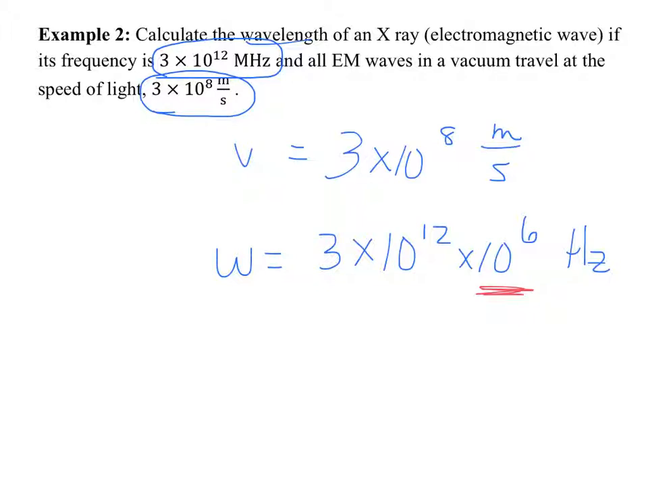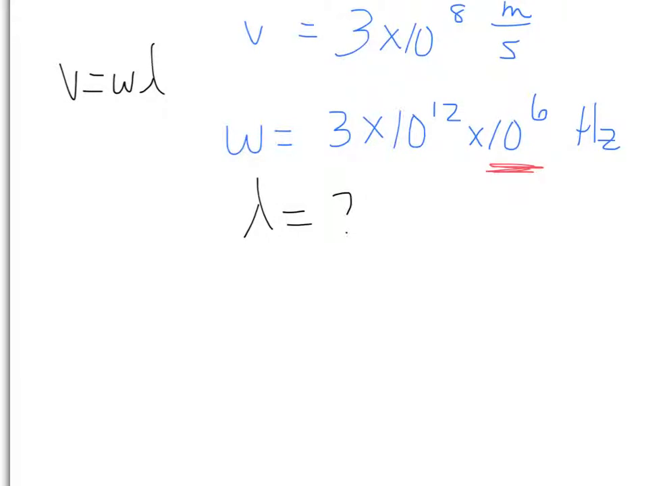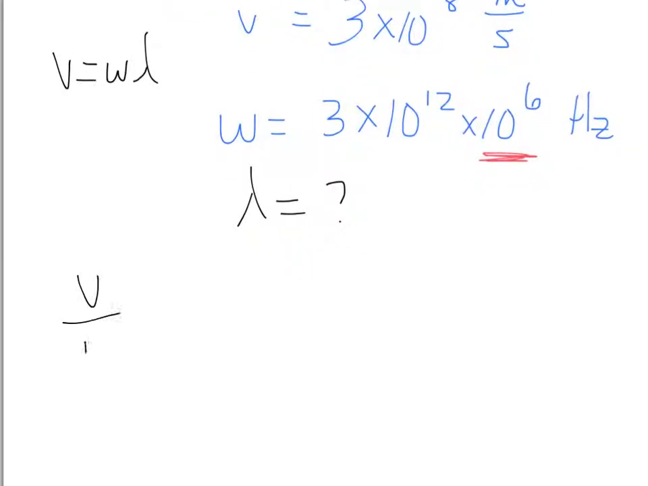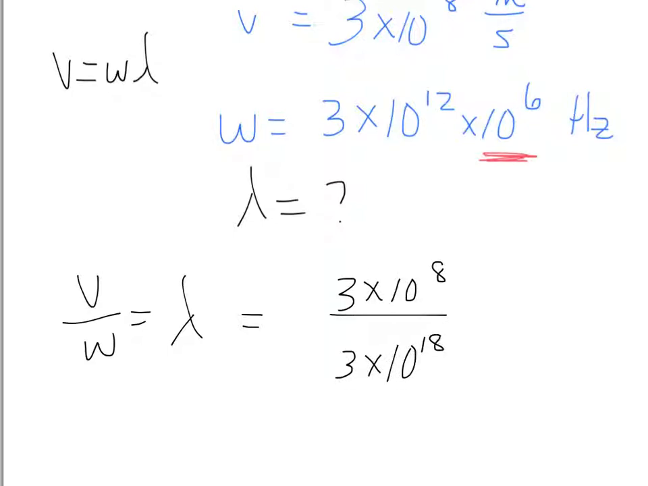Let's go. Should be quick. The stuff you've done in math. So you've got formula V equals omega lambda. The goal is to find lambda. So divide by omega. All right, V over omega, that gives you lambda, which is equal to 3 times 10 to the 8 over 3 times 10 to the 18. Now, do you really need your calculator for this? 3 over 3 is? Thank you. 10 to the 8 over 10 to the 18 is 10 to the? Negative? Good. And this is in meters.